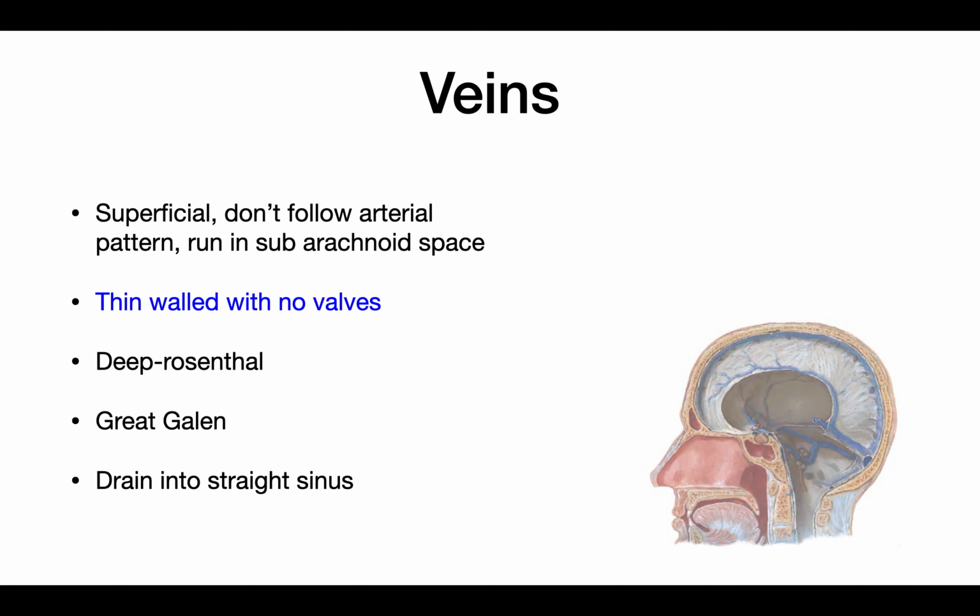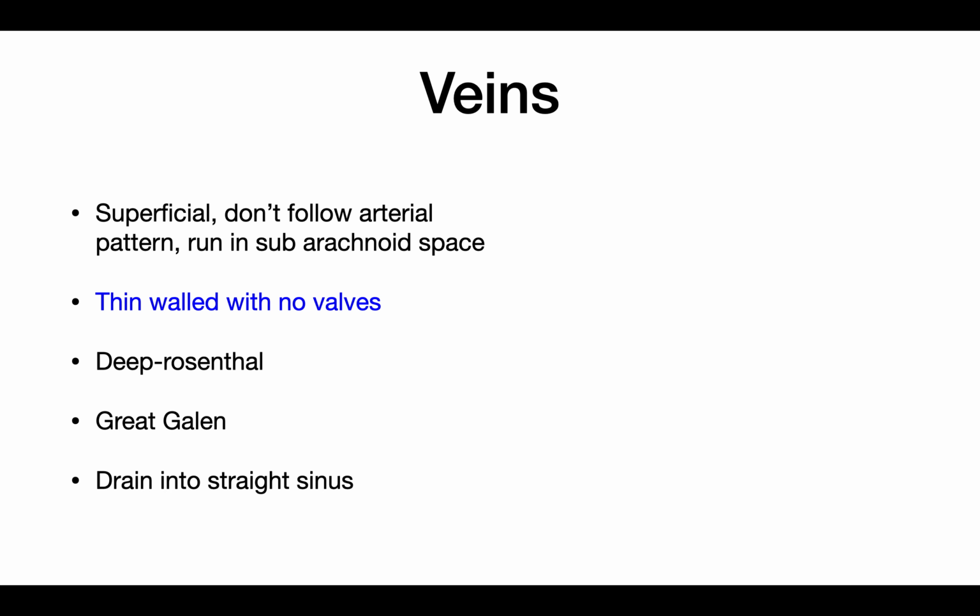Okay, so the veins of the brain are superficial, so they don't follow an arterial pattern. They run in the subarachnoid space. More importantly, there are no valves in them.